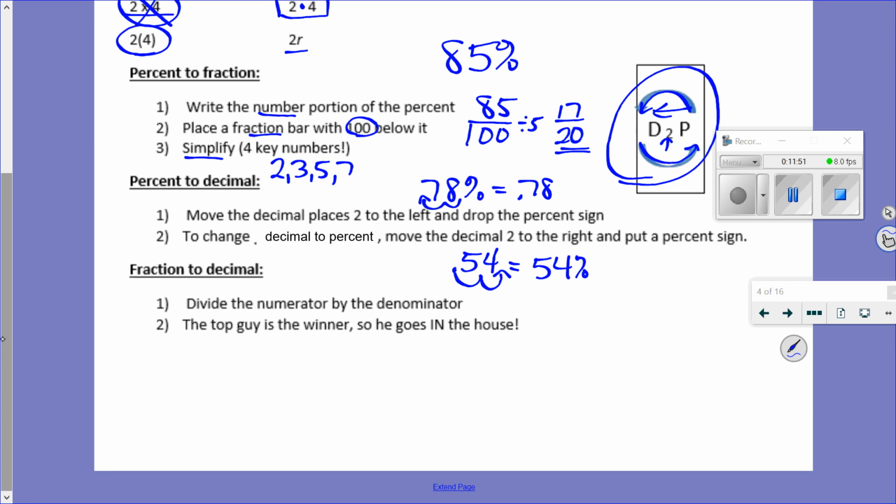Now, where does this get tricky? Once we start losing a couple numbers. So, for example, if my decimal is 0.6. Okay, what is our trick? We move it how many times? Twice. So I move it twice. 1, 2. What do empty buckets get? A 0. So I put it in. 0.6 equals 60%.